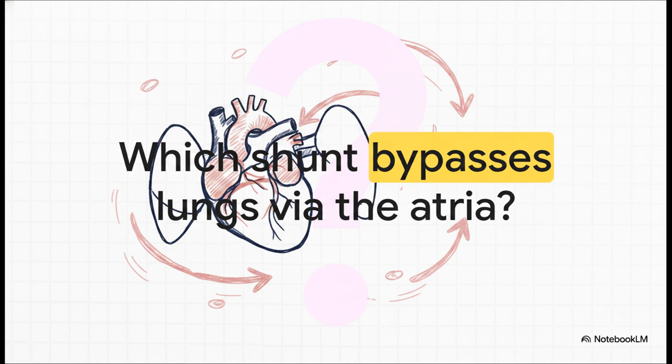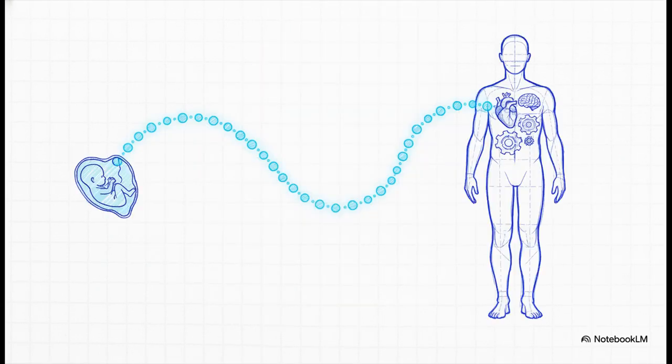And for our final, highly specific anatomical question regarding those temporary diversions of fetal circulation, which fetal circulatory shunt diverts most blood from the right atrium directly to the left atrium, completely bypassing the lungs? Think back to the 3 shunts we meticulously mapped out earlier. Which one goes atrium to atrium? The correct answer is the foramen ovale. If you nailed that one, you are doing incredibly well.